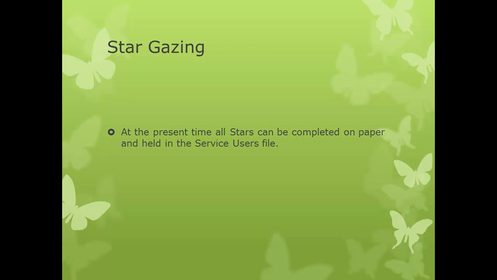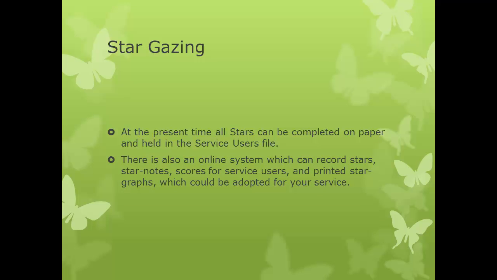Looking into the future, at the present time, all of these stars can be completed on paper, and the user guide provides that, and the Mental Health Providers Forum have got printouts which you can use and notes to hold all of that information, which you can then place into the service user's file. There is also an online system which can record stars, star notes, all the scores for the service users, and printed graphs which could be adopted for your service. Some more details of that are in the reference section at the end.